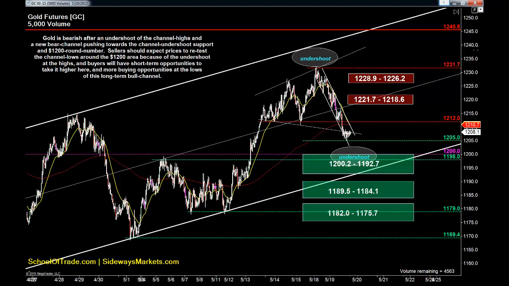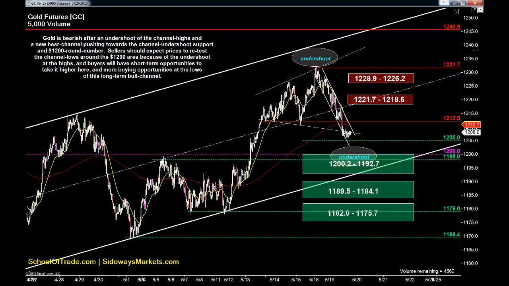Helmets on, seatbelts fastened. All right, let's rock and roll here. Gold is bearish after an undershoot of the channel highs and a new bear channel pushing towards the channel undershoot support and that big round number of 1,200.